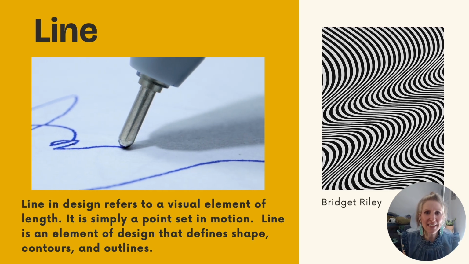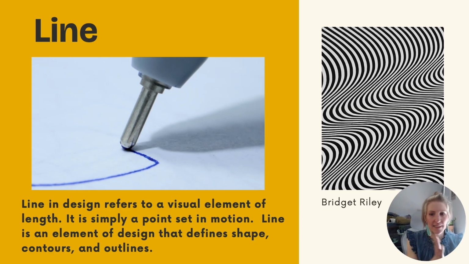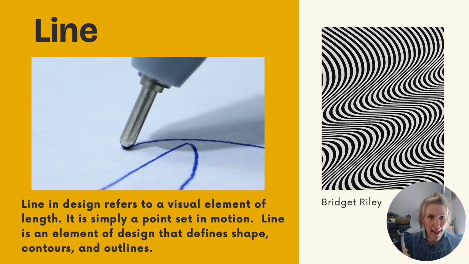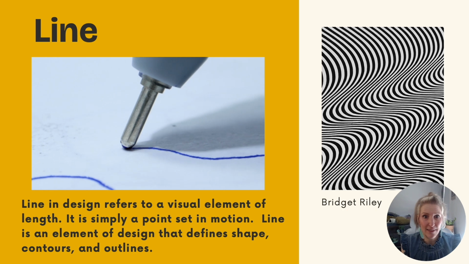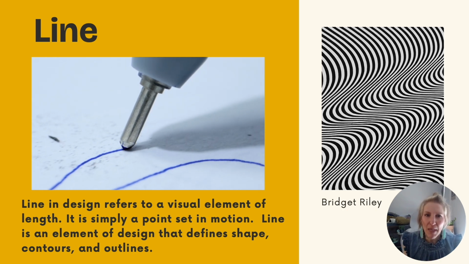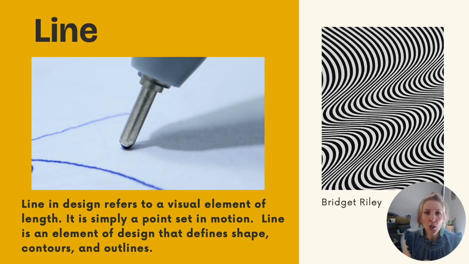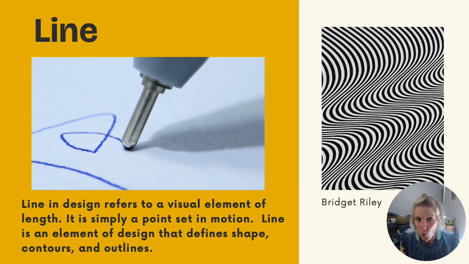So line in design refers to a visual element of length. It is simply a point set in motion. Line is an element of design that defines shape, contours, and outlines. Line can also suggest mass and volume. It may be a continuous mark made on a surface with a pointed tool, or it can be implied by the edges of shapes or forms.